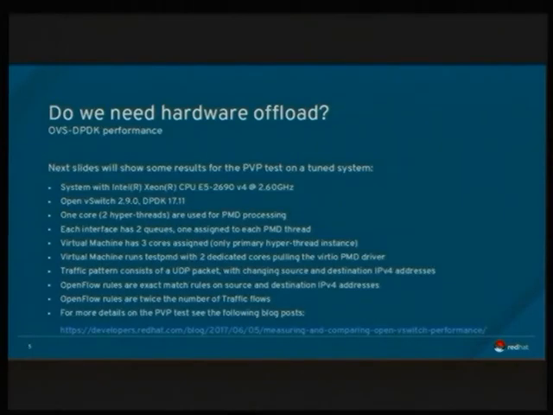So what have we done for the reference test in our scenario? We have an Intel system, a single CPU system. We use Open vSwitch 2.9. I think the reference is about 2 or 3 weeks old, master branch. DPDK 17.11. For our reference, we use one core, which consists of 2 hyperthreads, only for the forwarding of the traffic.